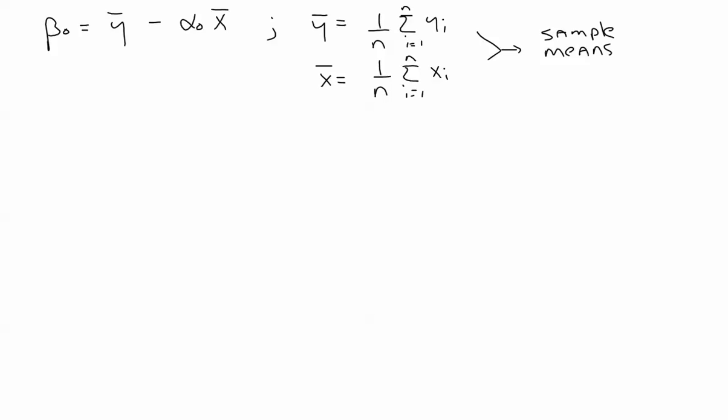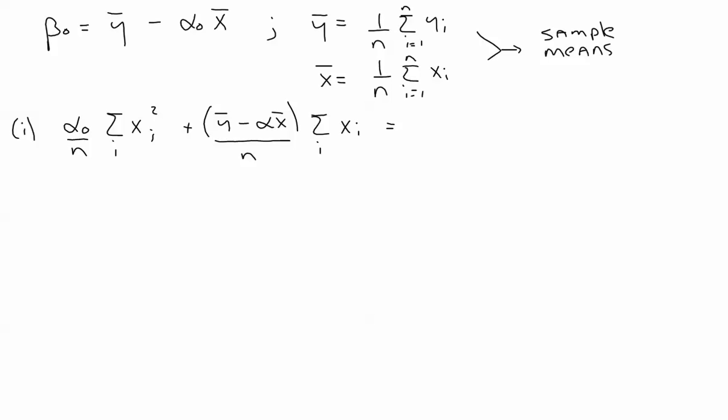I'm going to plug beta naught back into equation 1 from the previous page. And so equation 1 now becomes this. And I'm going to divide by n. You'll see this in just a second. I get alpha naught divided by n times the summation over i of x sub i squared plus y bar minus alpha naught x bar over n times the summation over i of x sub i, and that equals 1 over n times the summation over i of x_i y_i.